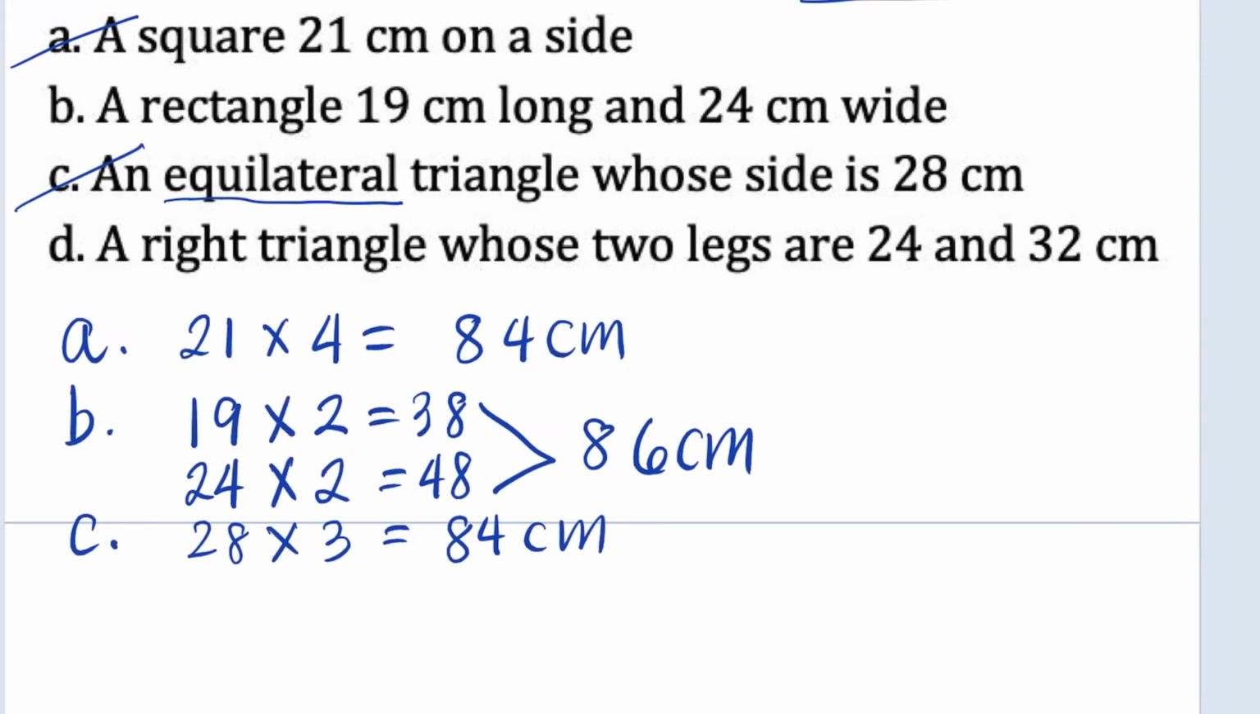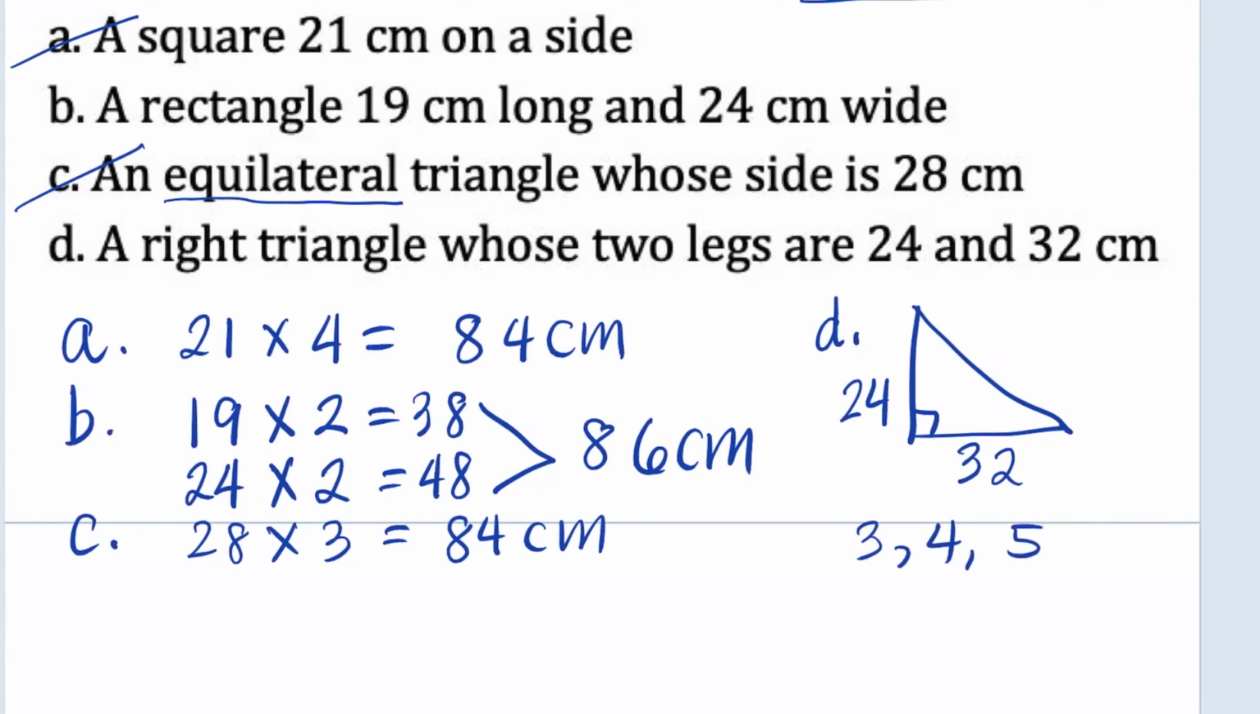Option D, a right triangle whose two legs are 24 and 32 cm. So for option D, we need to use the Pythagorean theorem to calculate first for the hypotenuse. We know that one leg is 24 and the other is 32. In our previous example, we have the Pythagorean triple 3, 4, and 5. If one side measures 24, the other measures 32, what's the pattern here? What did you multiply with 3 to get 24?